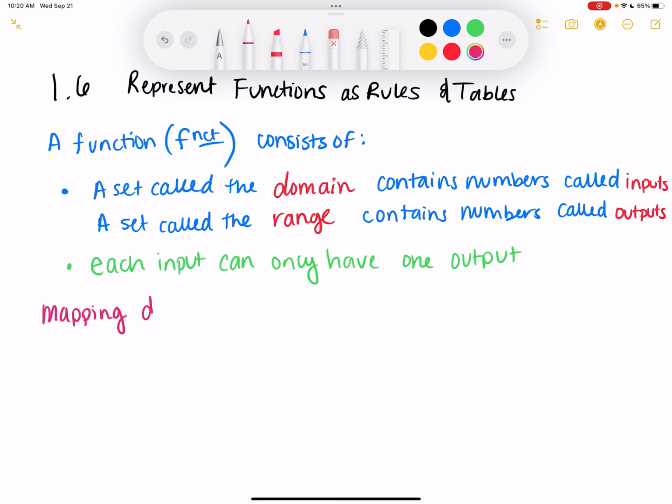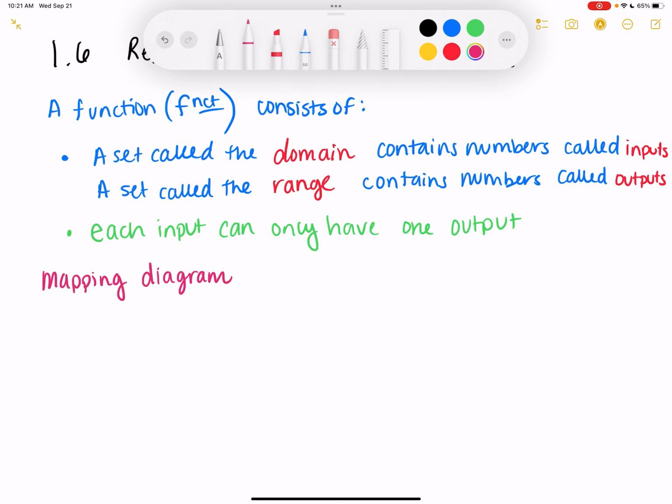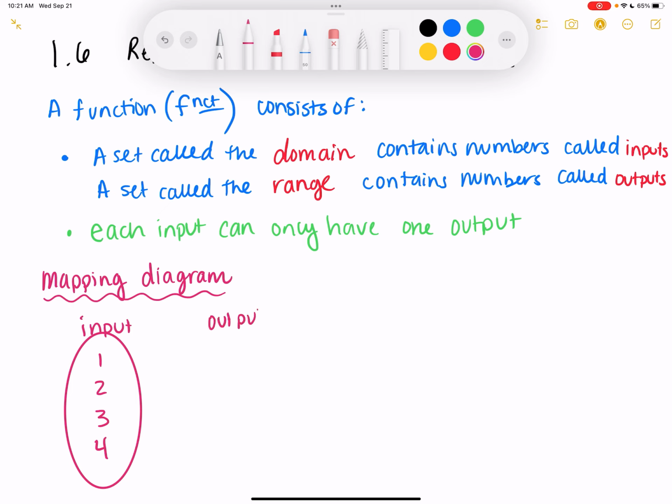So we have what we call a mapping diagram, which is basically just another way to represent the functions. So just kind of an example of what that would look like. You're going to have an input column, and we're going to just do the numbers 1, 2, 3, and 4 to make it easy. They're either going to be boxed or circled or something like that. And then we're going to have an output column. And in here we have 0, 1, and 2. They will also be circled.